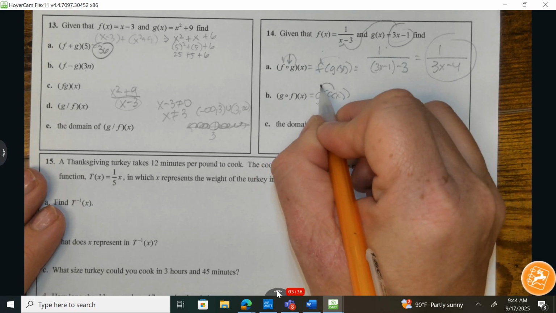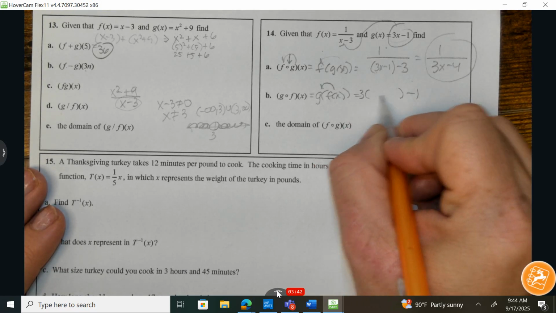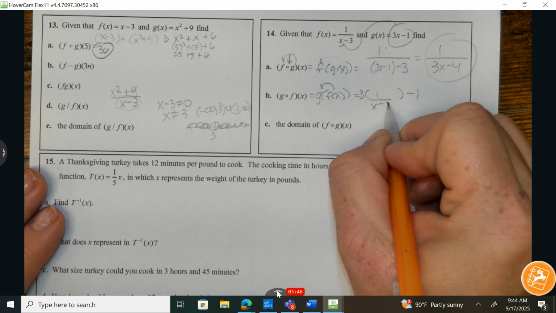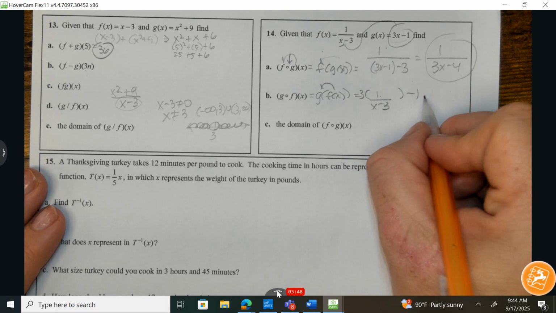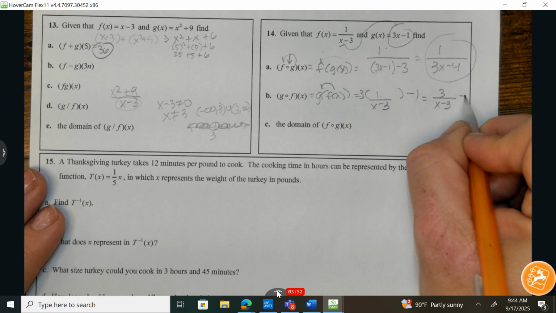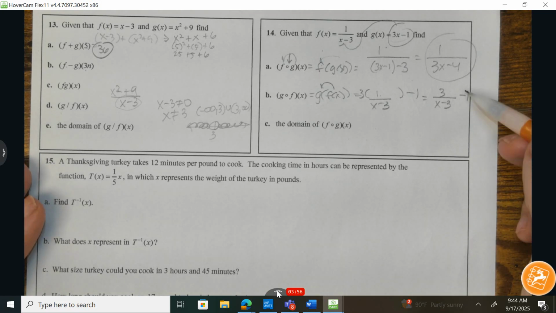Now I'm going to plug f into g. So let's write down what g is. Wherever I see the variable x, I leave a big spot. Then I have 1 over x minus 3. 1 times 3 is 3, so I have 3 over x minus 3. Subtract 1. We could go further, but I'd be comfortable with this.